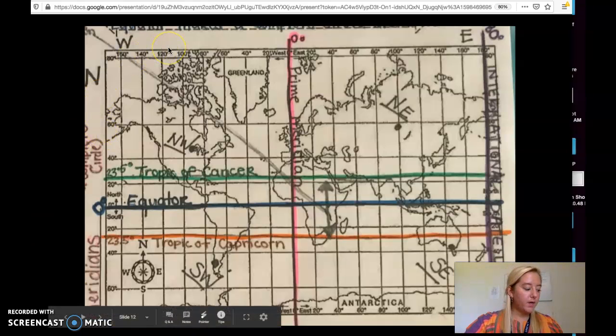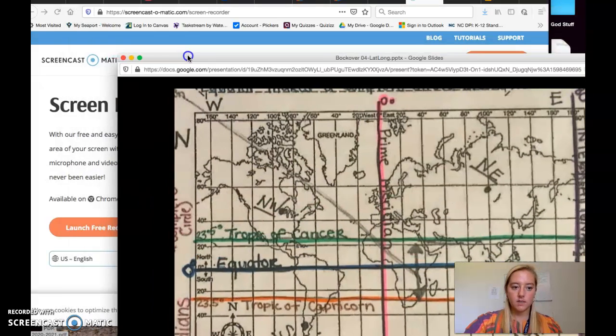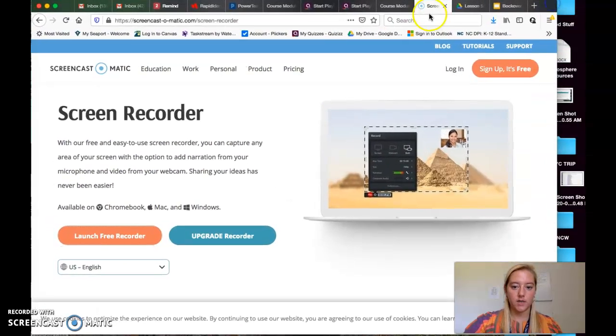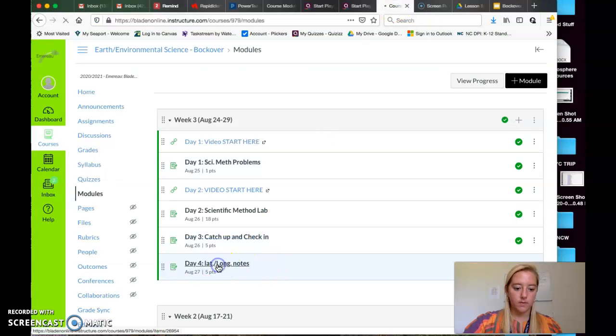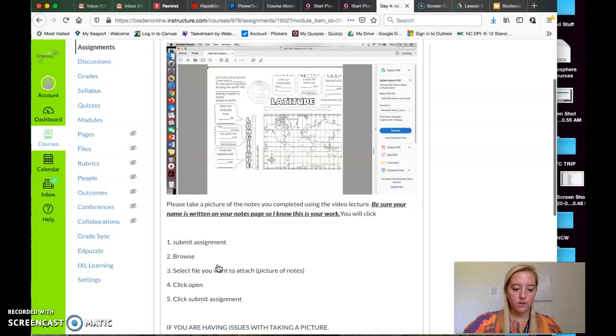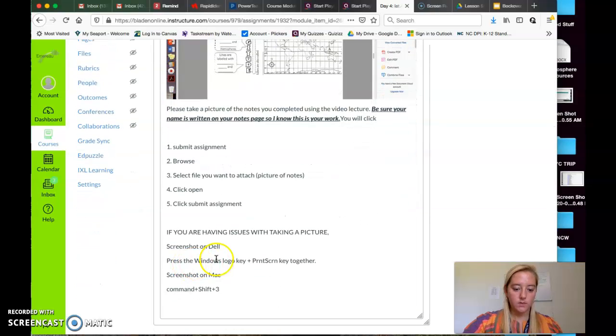Make sure you take a picture of your notes and submit it to Canvas. You can do this by taking a screenshot. The instructions for a screenshot are on your assignment, right? If you have a Dell, you're going to press the Windows logo key and the print screen key together. If you have a Mac, it's Command-Shift-3.